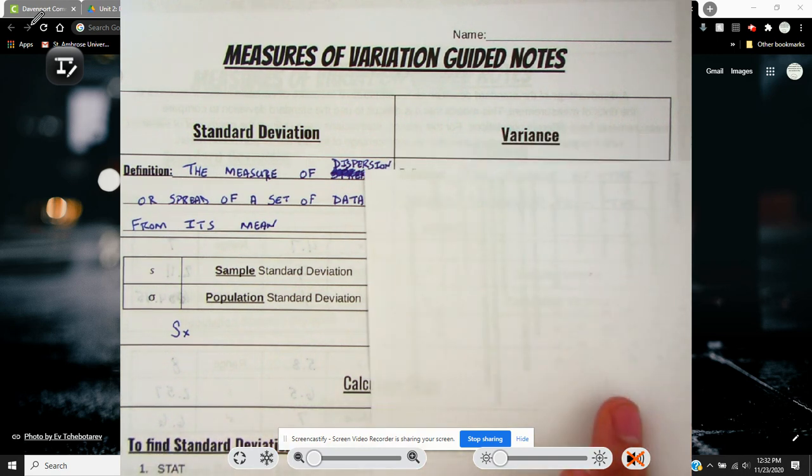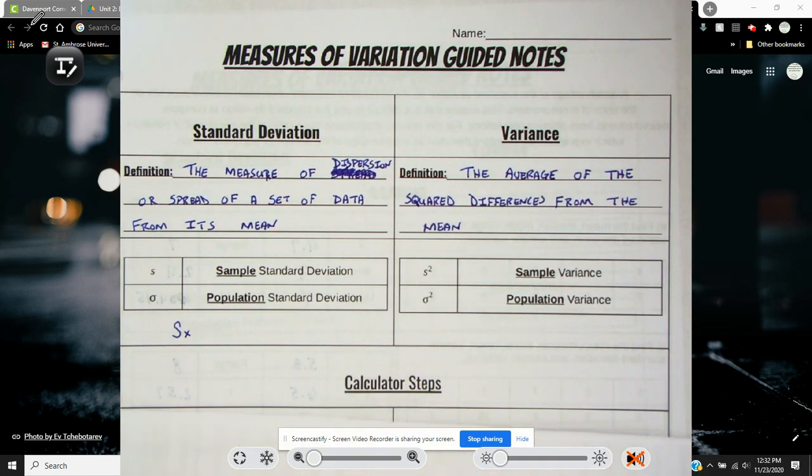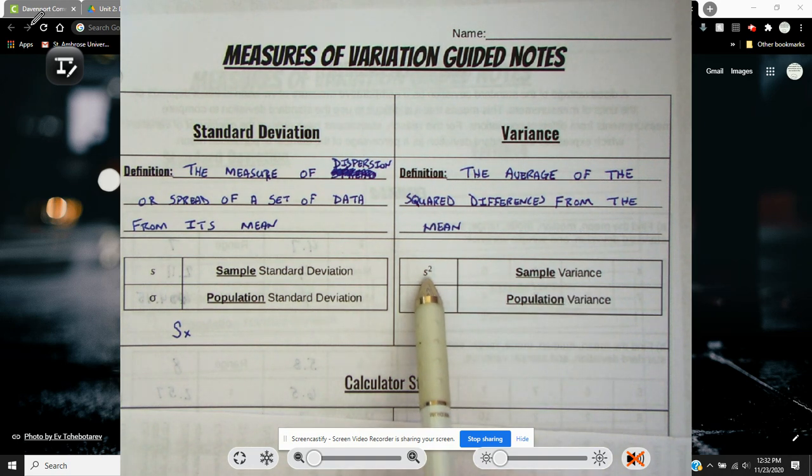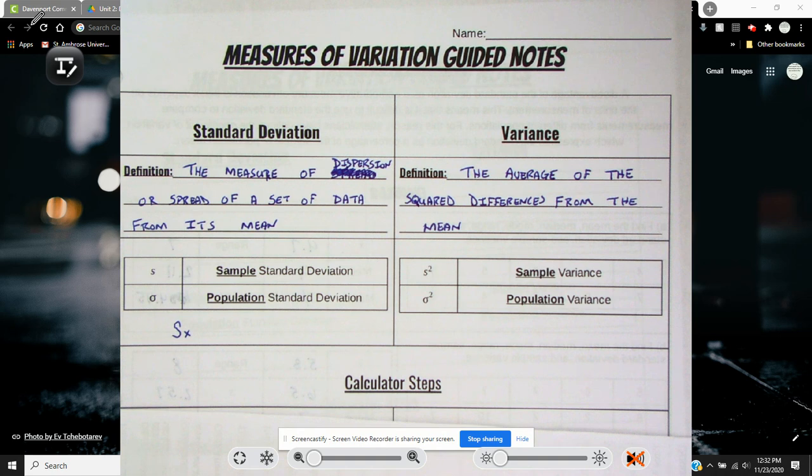The second word is variance. Variance is the average of the squared differences from the mean, or how much these values vary. The sample variance is just S squared, or our standard deviation squared. For the population, it's sigma squared. Your calculator will not actually find this value for you, so you're going to need to take your standard deviation and square it.